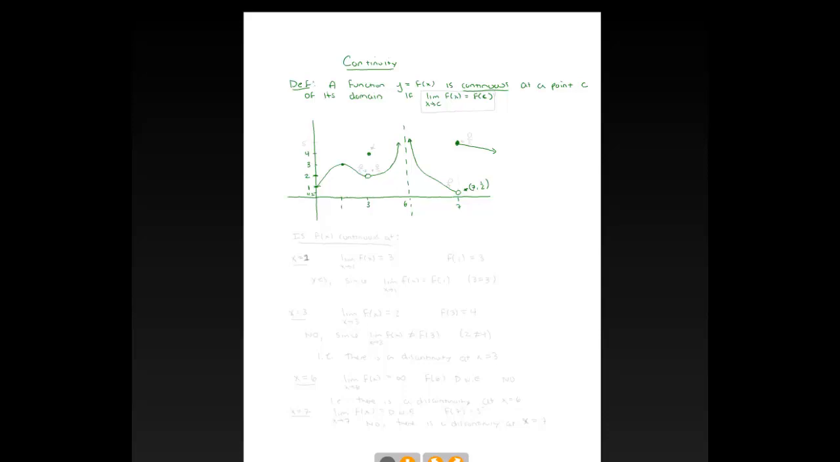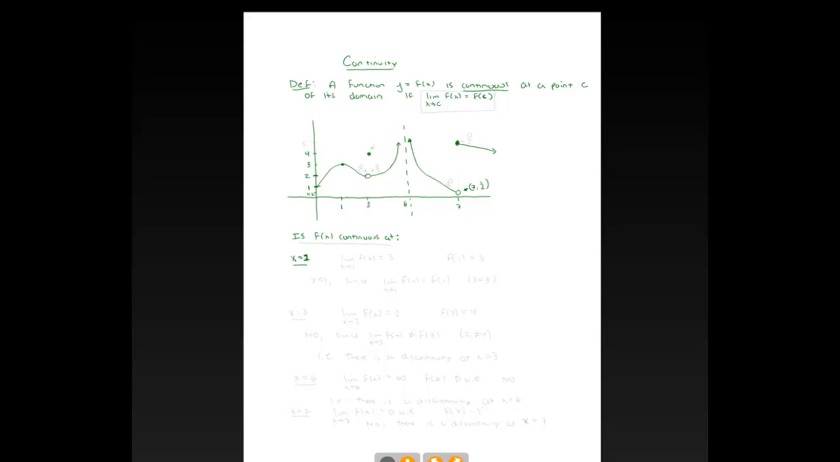So we're going to ask a few questions about continuity. Is f of x continuous at, and I'll ask a few x values here, at x equals 2? Is f of x continuous at x equals 2? Actually, what I mean is x equals 1. Sorry, x equals 1. Is f of x continuous at x equals 1?